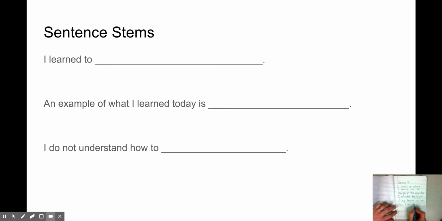I'm going to share now how I do not understand something. I do not understand how to use decimeters. So now I have my learning journal that shows my thinking. I use the sentence stems to help me support the learning journal writing.